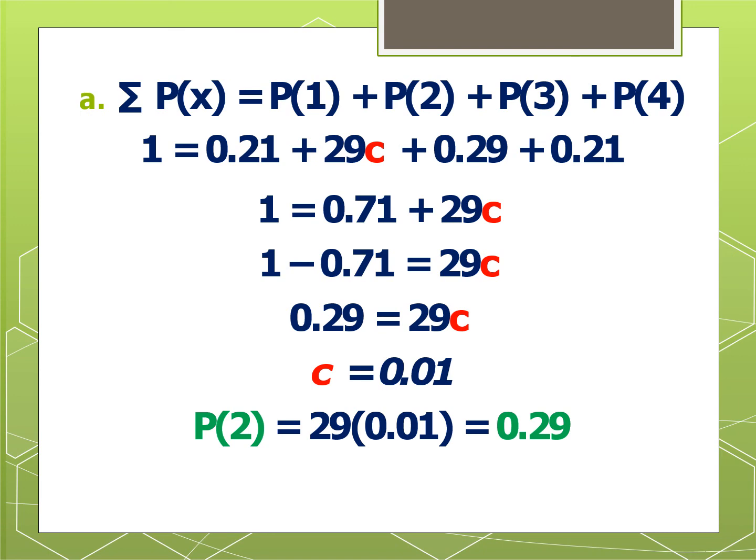So 1 less 0.71, that is 0.29, is equal to 29C. Divide both sides by 29. Therefore, C is equal to 0.01. And the probability if X is 2 is equal to 0.29. If we add that to the given probabilities, the sum will be equal to 1. Therefore, it is a discrete probability distribution.